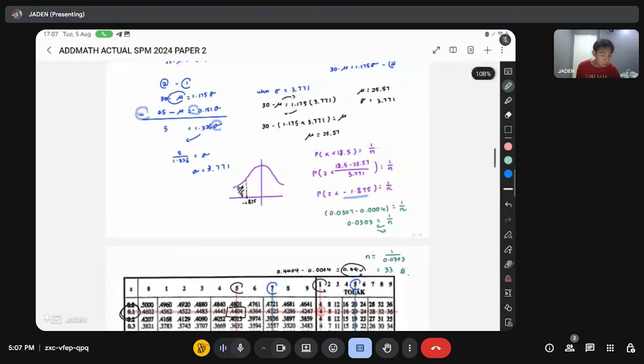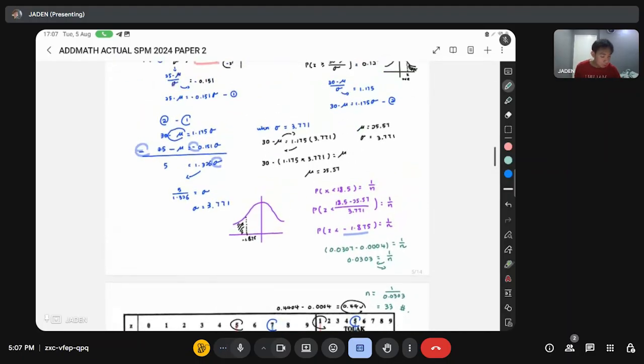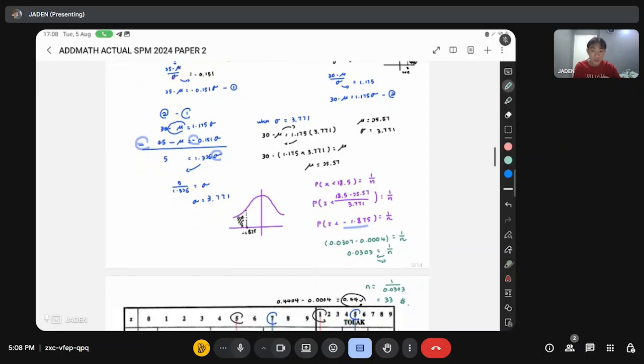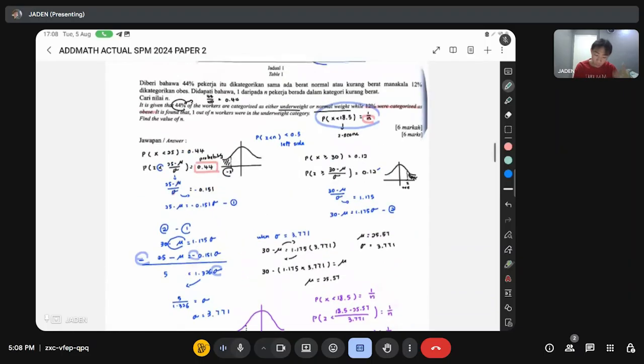Okay, 6 marks in total. I know this is a whole lot of process, but that's the overall question idea. They don't give you the mean, they don't give you the standard deviation. They want you to work out 2 equations to get those 2 before you can actually solve the question directly, which is to get the value of n. Okay, and that is the overall explanation for question 6.